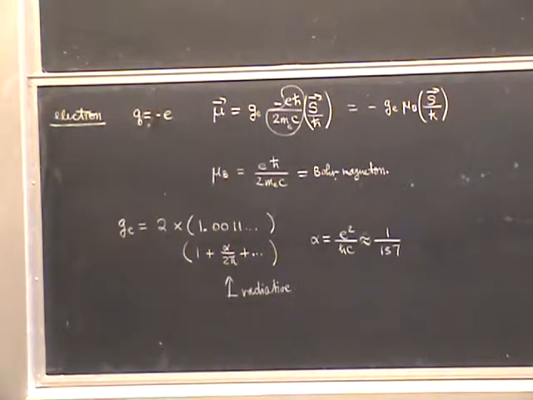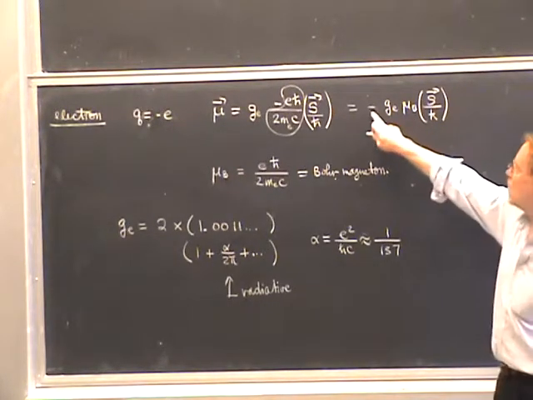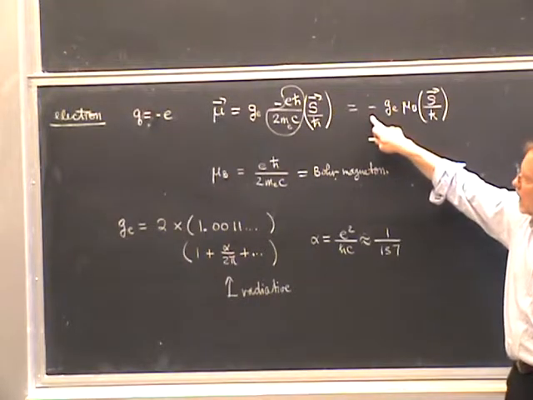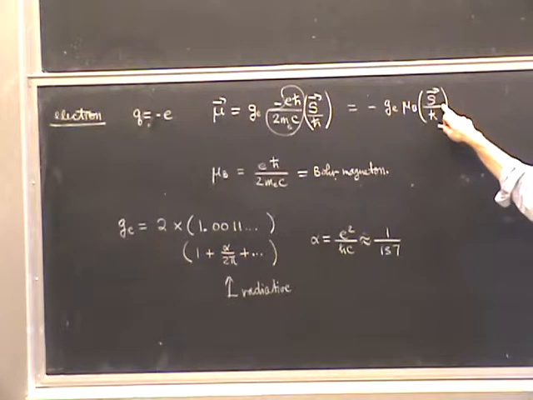All right. In any case, this is the basic story about the G factors of electrons. Notice that there's a minus sign here. It comes from the fact that the electron is a negative particle, and it means the electron magnetic moment and its spin point in opposite directions.